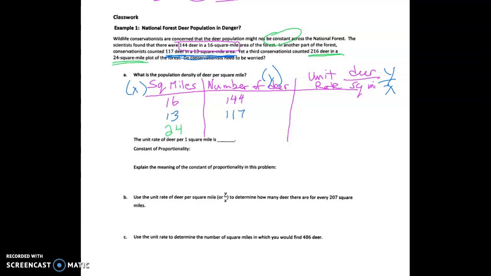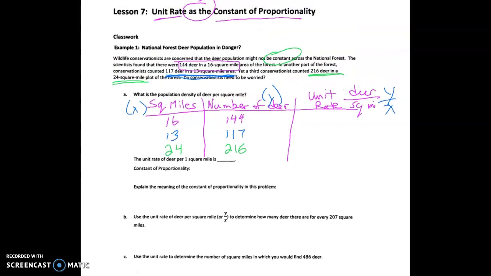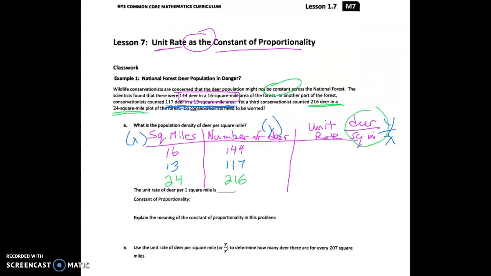It's a really good idea sometimes to set up a table like this because it helps organize the information. When I see it like this, I see the number of deer per square mile. I know I can go y divided by x because that is how we find our constant. So I'm just going to divide all of these. 144 divided by 16. If you take a calculator and do that, that works out to be 9. 9 what? 9 deer per square mile.